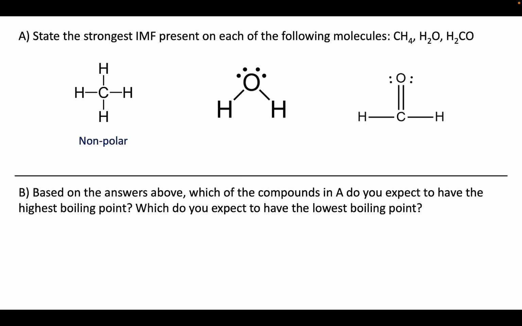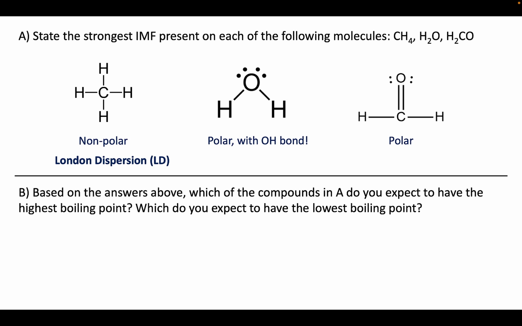Methane, CH4, is nonpolar. It has C-H bonds. They're all symmetrical, all the same bond polarity, and therefore will cancel. Water is polar and notably also has this O-H bond, which we're going to talk about soon. And formaldehyde, H2CO, is simply polar. No O-H bond, N-H bond, or H-F bond, which helps us conclude that methane has only London dispersion, being nonpolar.